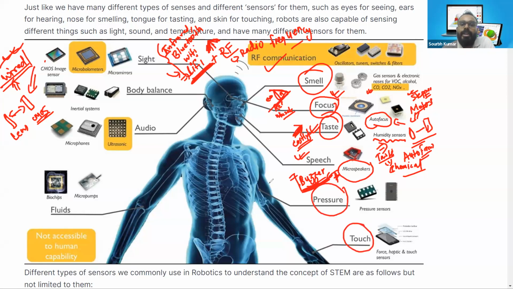Like in our body, each and every part of the skin, apart from detecting touch, can also evaluate pressure, and the bones and the combination of muscles in our body help us identify the pressure exerted on our body. Similarly in robotics, we have the pressure sensor, and through it we can utilize the application of pressure coming to the robot's body.